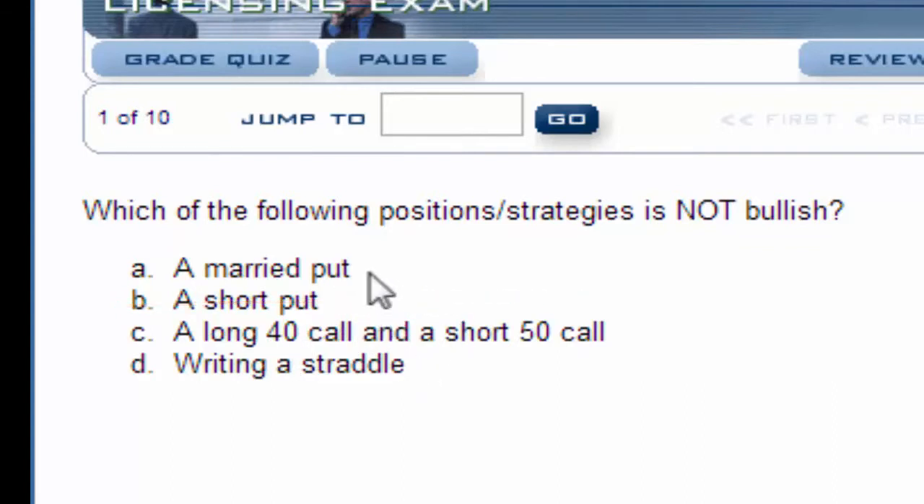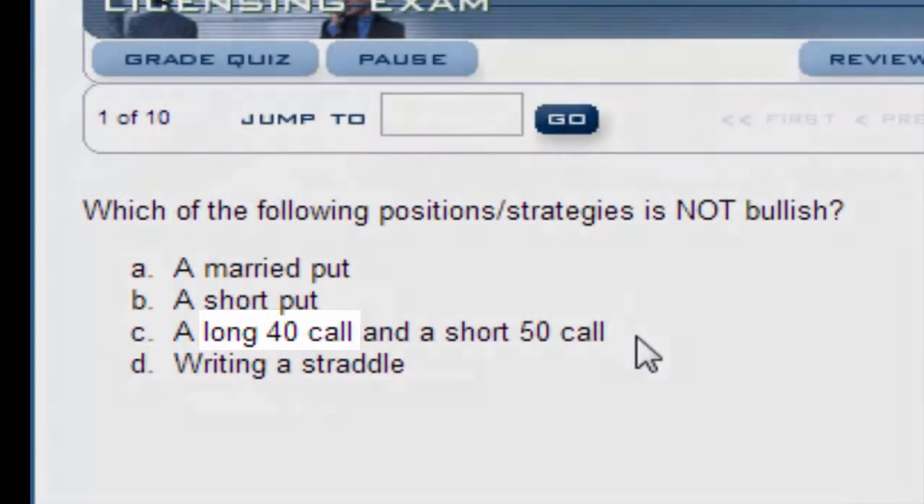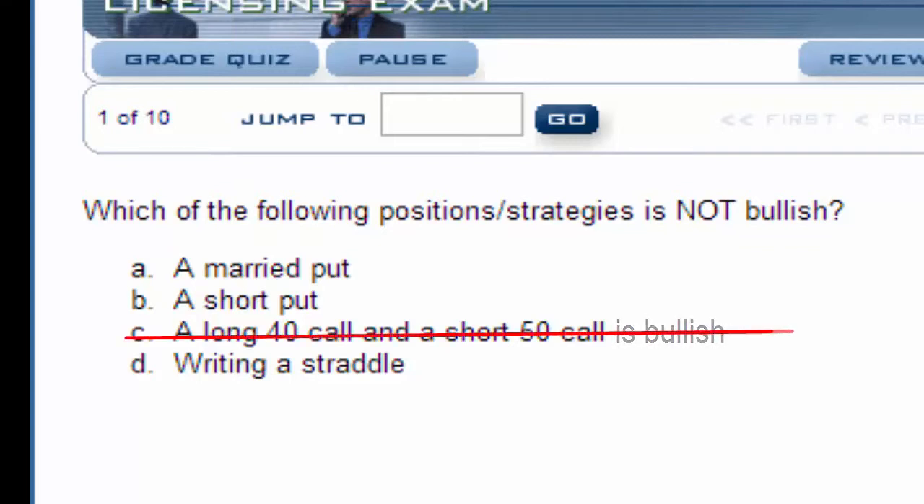I'm going to look at C next. So C is a long 40 call and a short 50 call. Now, I recognize a long call and a short call is a spread transaction. And with spreads, you look for the dominant leg of the spread. Now, how do I determine the dominant leg in a call spread? It would be the lower strike price. So the 40 strike is the dominant leg. If you long a 40 call, that's a bullish trade. Whenever you go long or buy calls, that's bullish. So even though there's a short call in here, which is bearish, it is the dominant leg of the long 40 that makes this also a bullish trade. Therefore, C couldn't be the right answer.